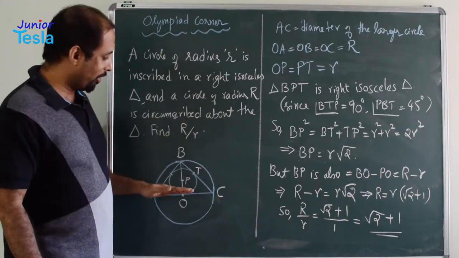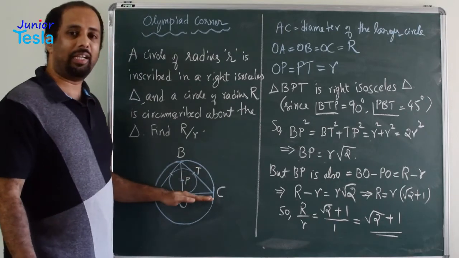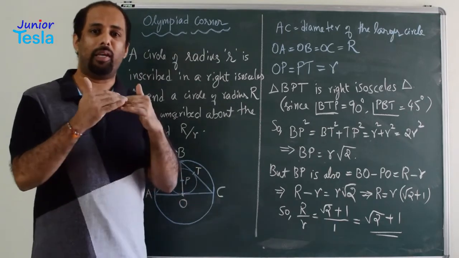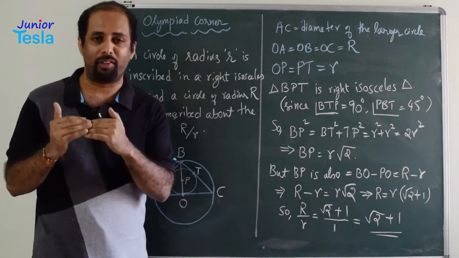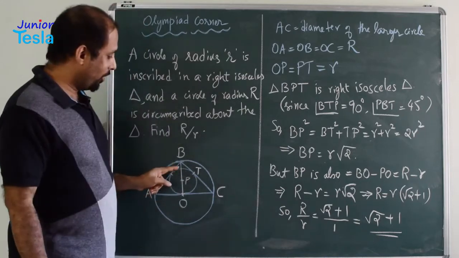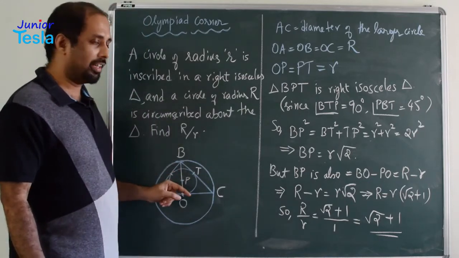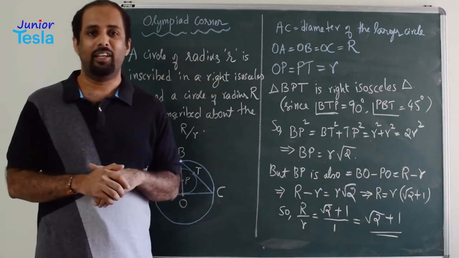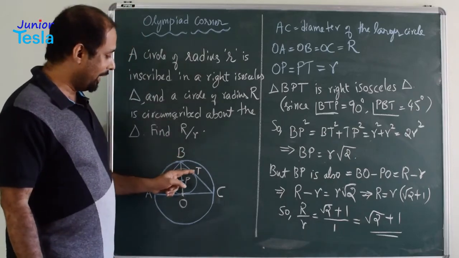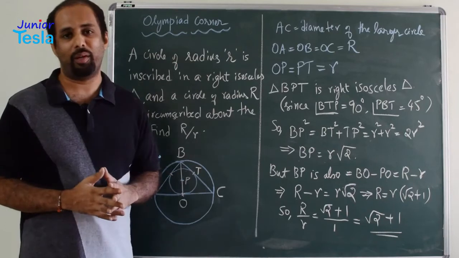So we have got a lot of information. We got to know that AC serves as the base for the triangle and the diameter for the larger circle. Then we got one small triangle BTP, which is also a right isosceles triangle. That means BT and PT, both of them are equal.